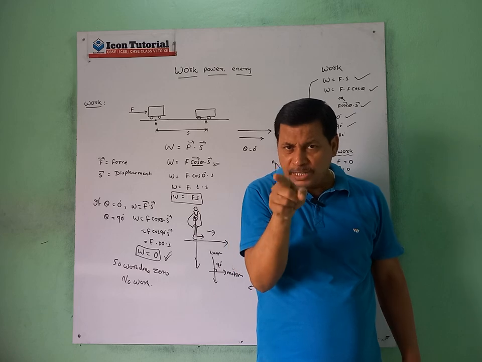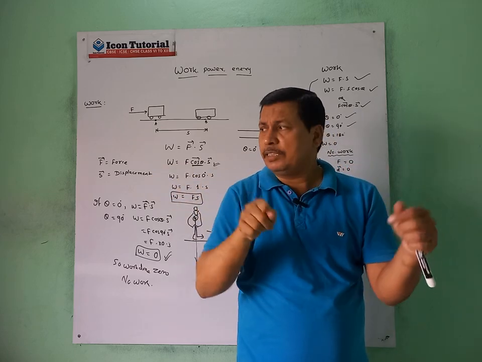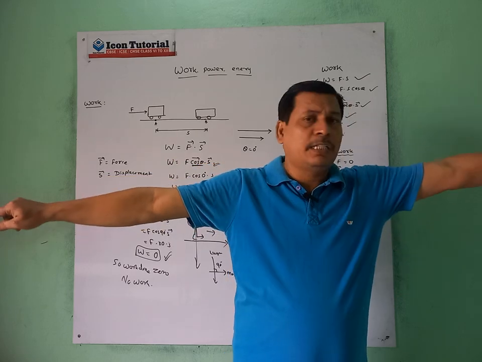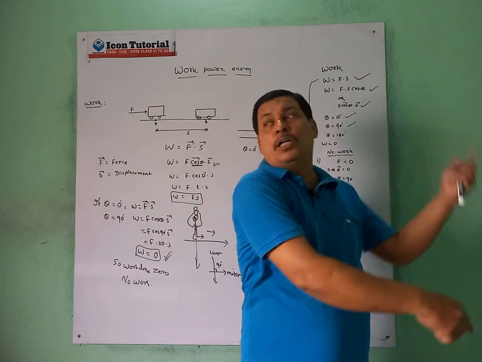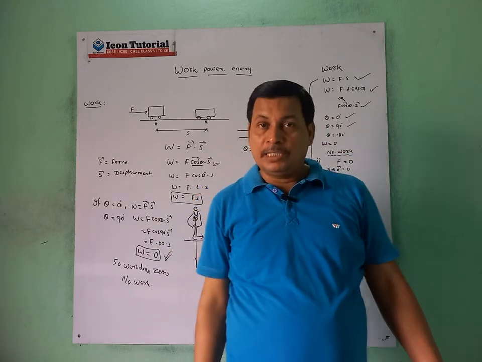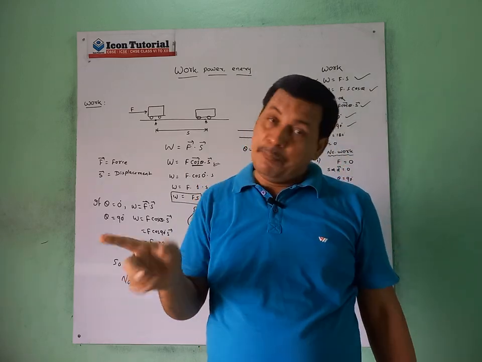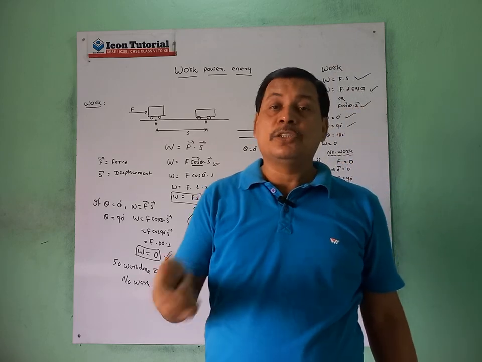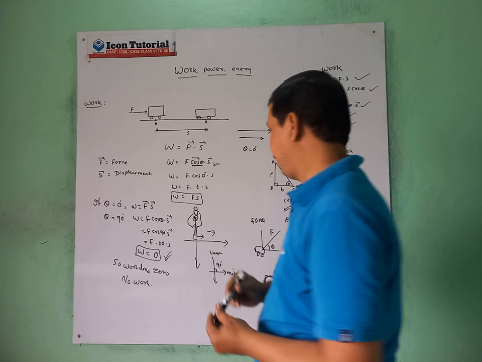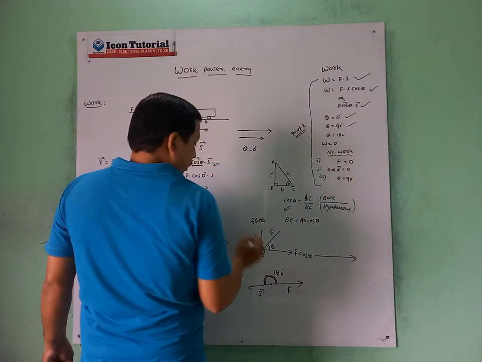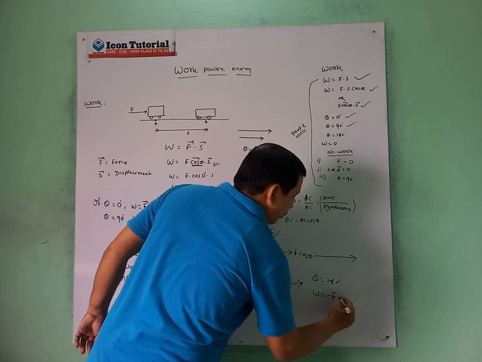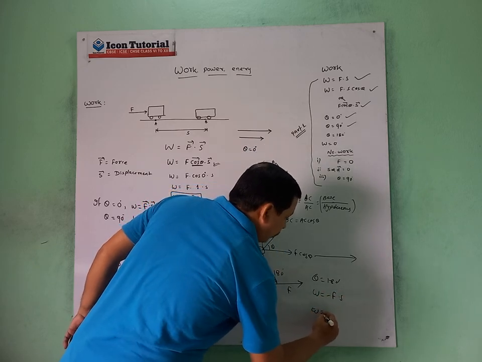180 degrees means this direction. So the force is acting in this direction but the body is moving in that direction, so the angle is 180 degrees. So we can say that W is equal to F S cos theta, which is cos 180, equal to minus 1. So negative work. If theta is equal to 180 degrees, then W is equal to minus F S, which means W is a negative value.